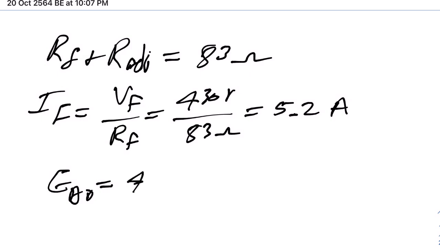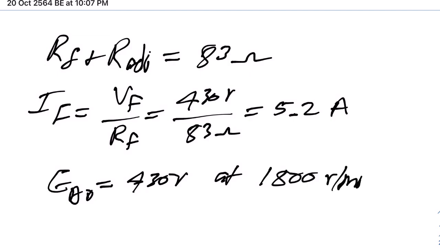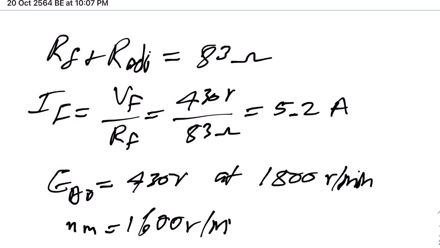of 430 volt at speed 1800 revolutions per minute. Since this generator is actually turning at a different speed, this is the speed here, 1600 revolutions per minute, its internal generated voltage EA will be, we can use this formula now, EA over EA0 equals NM speed over N0.